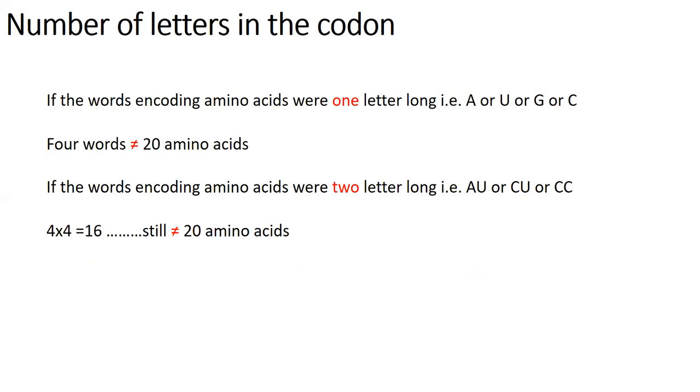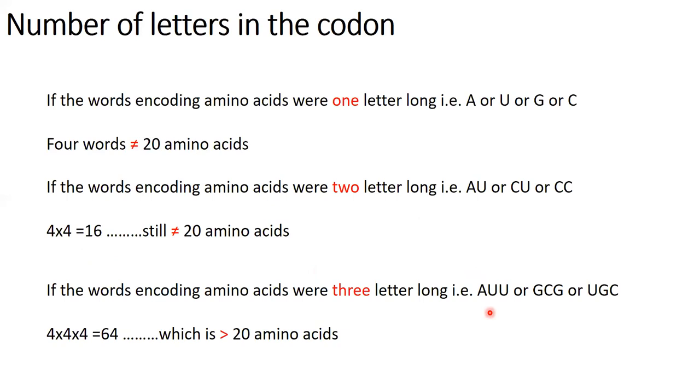If the words are, which is the third possibility, three letters long, then 4 into 4 into 4 is equal to 64, which is more than the 20 possible amino acids. So these letters could be AUG or UGC. So this vocabulary provides more than enough words to describe the amino acids. So we can conclude that a code word must consist of at least three nucleotides. However, if all words are triplets, then the possible words are in considerable excess of the 20 needed to name the common amino acids. This problem was solved by understanding the phenomenon of genetic code degeneracy.